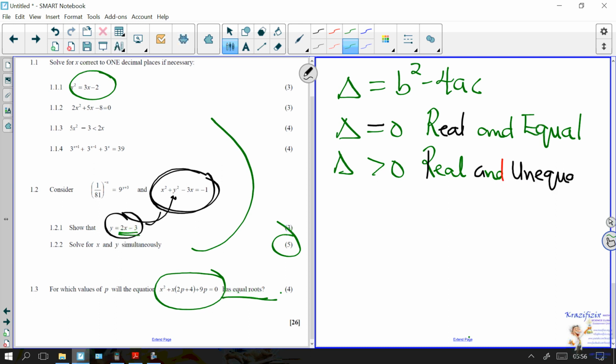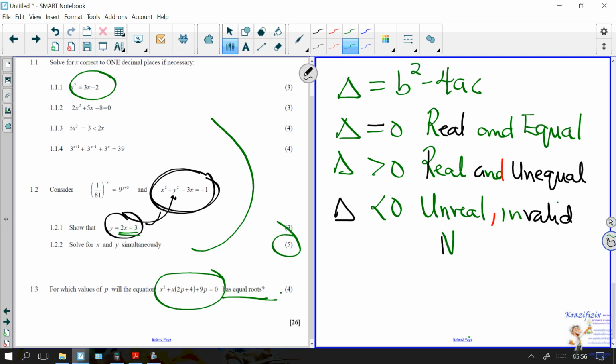I'm going to draw graphs quickly on this. When this is less than 0, it means they are unreal. They are not real. They're actually invalid.